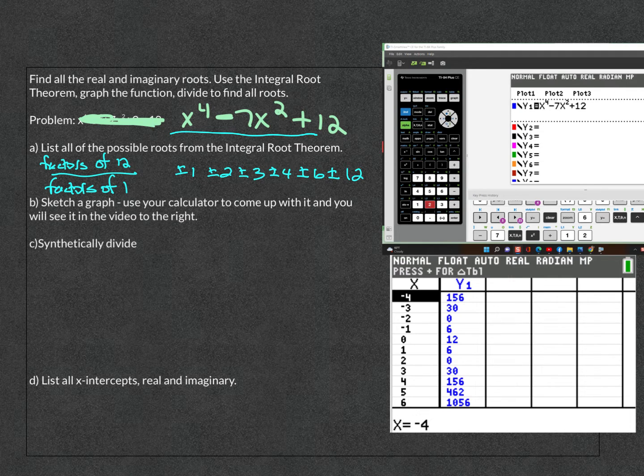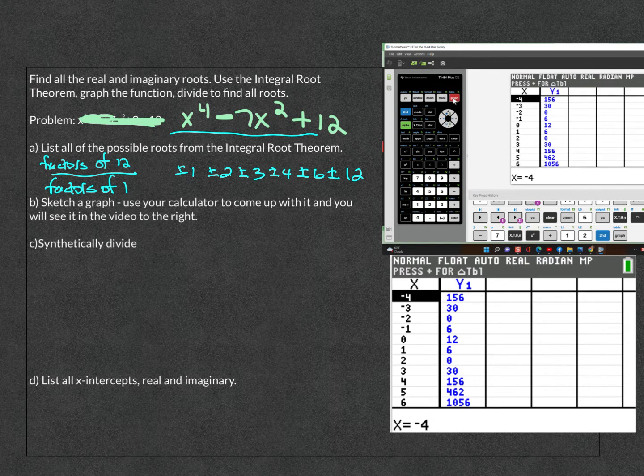This is example number 2, and this is after you've done the part A of the questions where it says list all possible roots of the integral root theorem. So in this case, the possible roots of 12, because there's no coefficient on x to the 4th. So what I'm going to do is I'm going to do what I did before in the other video. I'm going to just go to second table, and we're going to look for the zeros that we know. Oh, look at that, right there on the same page. So negative 2 and 0 and 2 and 0, okay? So what I'm going to do then is I'm going to use those to divide those out synthetically. And again, I'll have some still shots in there. But let's look at the graph so you can see it.